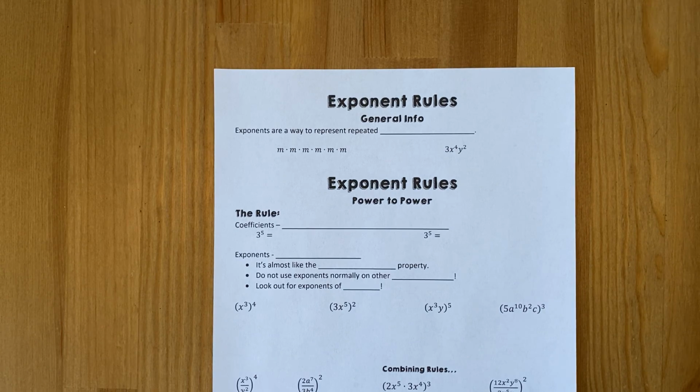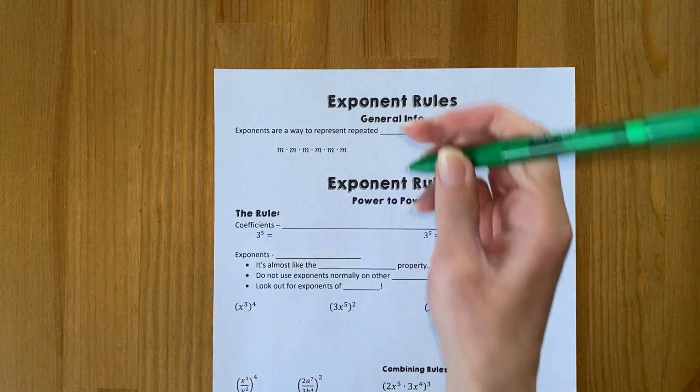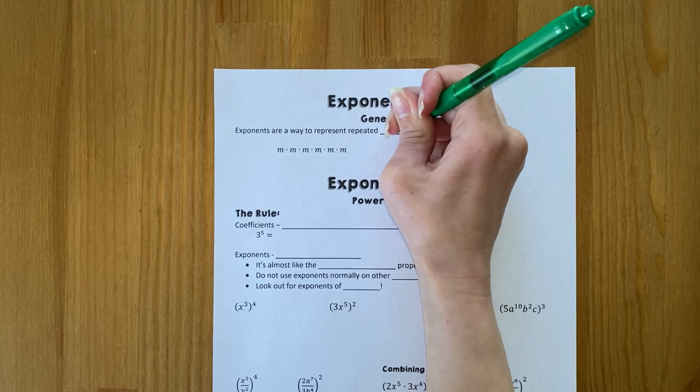This is the exponent rule for powers being raised to other powers. If you have not yet watched the other exponent rules videos, so negative and zero exponents, multiplication rule, and division rule, I highly recommend doing that as those will be referenced later in this video. So one more recap of exponents being a way to represent repeated multiplication.